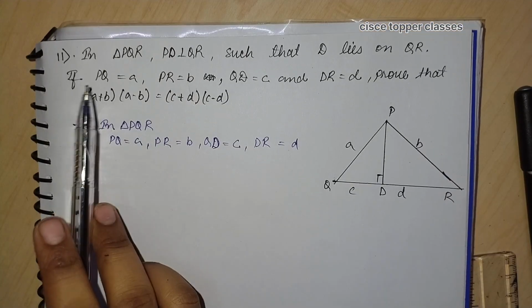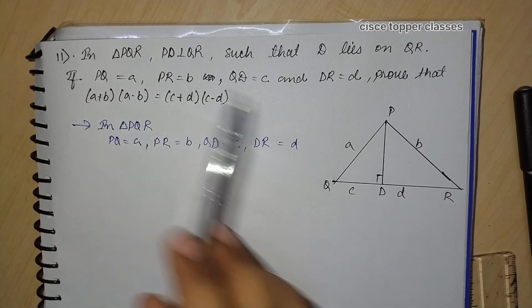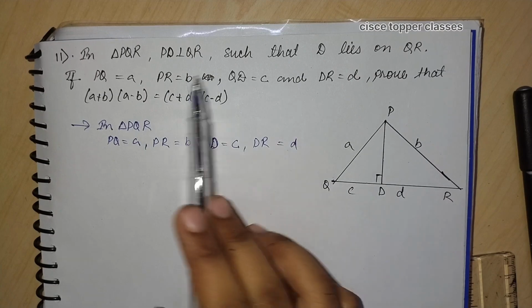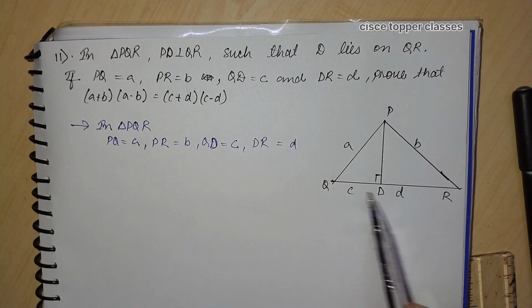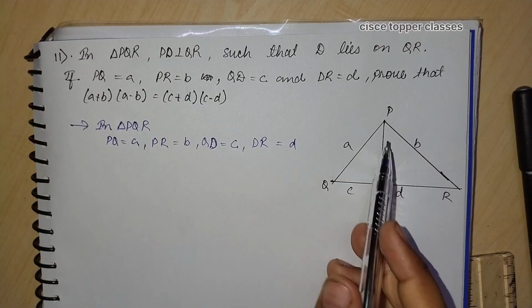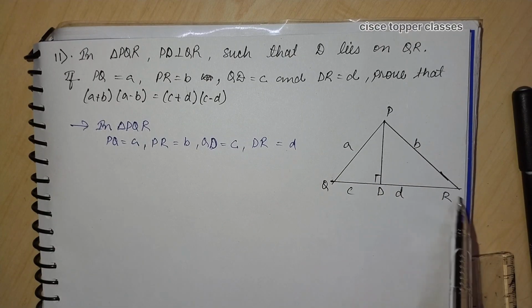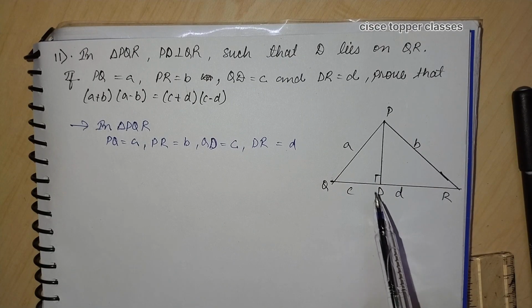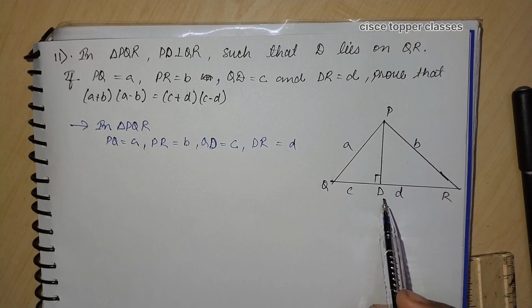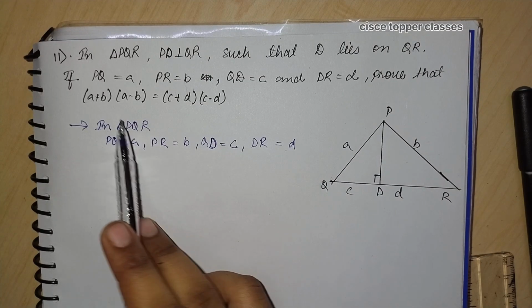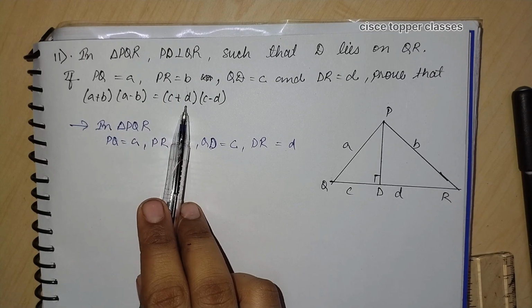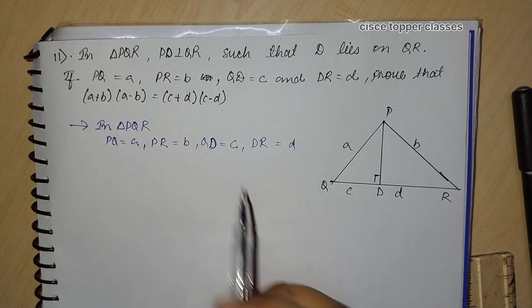Now let us solve the 11th question here. In triangle PQR, PD is perpendicular to QR such that D lies on QR. If PQ is equal to a, PR is equal to b, QD is equal to c, and DR is equal to d, then we have to prove that (a + b)(a - b) = (c + d)(c - d).